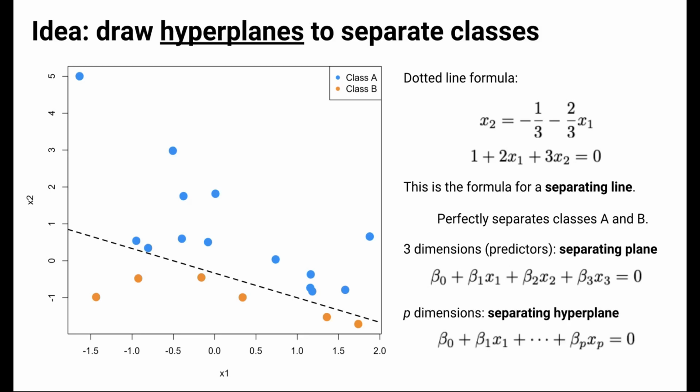Even more generally, if we are in p dimensions, there's the notion of separating hyperplanes. A hyperplane is so named because it's beyond a plane, but in general, the formula for a separating hyperplane is the formula shown at the bottom, where there are p predictors, x1 through xp.